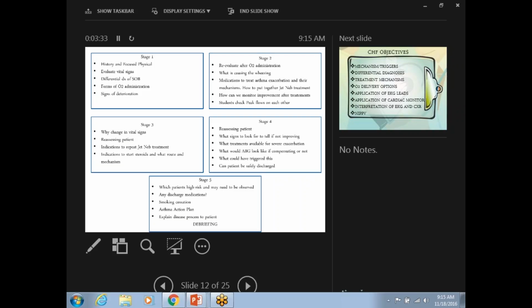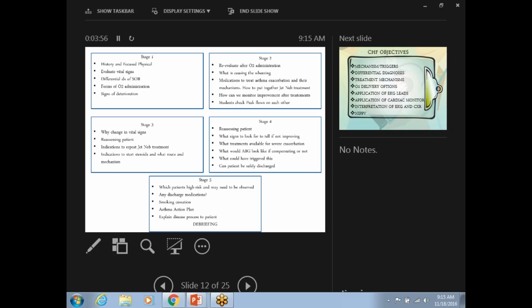What would the ABG look like? So does every patient with asthma need a blood gas? So probably not. If they're worsening, then we could use an ABG and see if they're compensating or not. So in the case, you'll see what the pH or the PO2 or PCO2 should be if they're compensating versus not compensating. And then starting to figure out what caused this to happen in this patient.